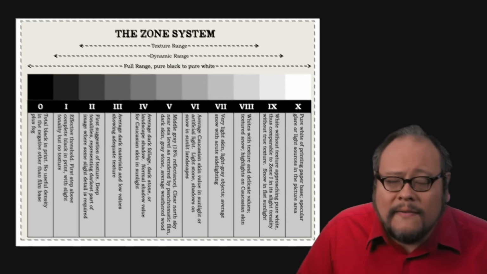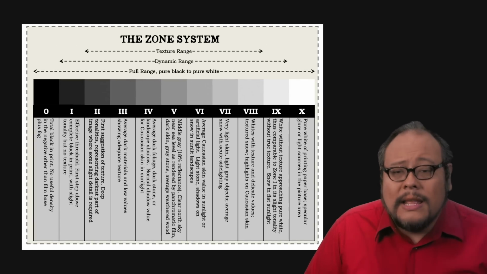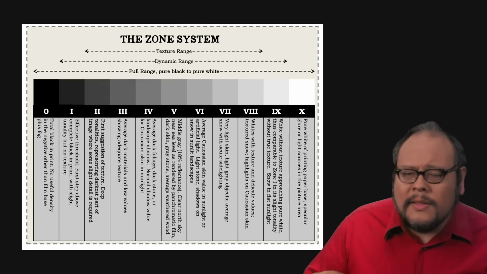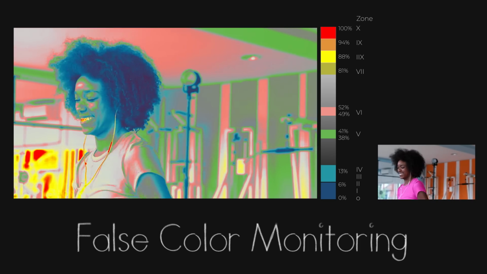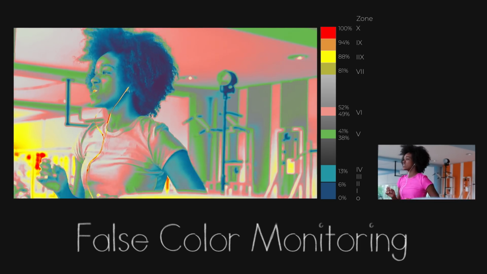The zone system goes pretty deep beyond what I've just described here, and each zone has a list of commonly found photographic elements that you can reference. There is some criticism of the zone system, but it is one practical way of determining your exposure. If you use a monitor with false color options, that's almost a modern version of the zone system.